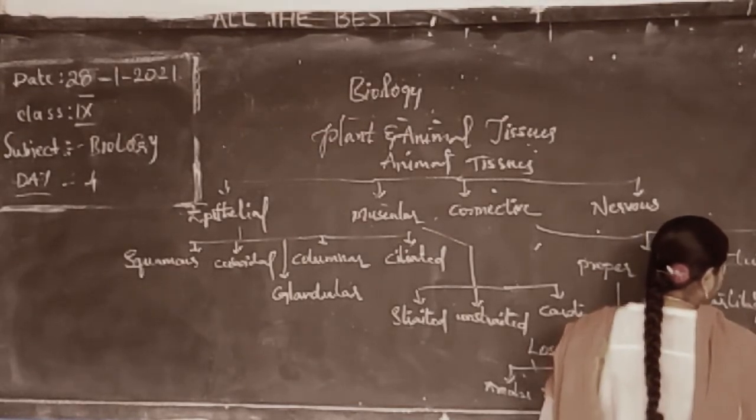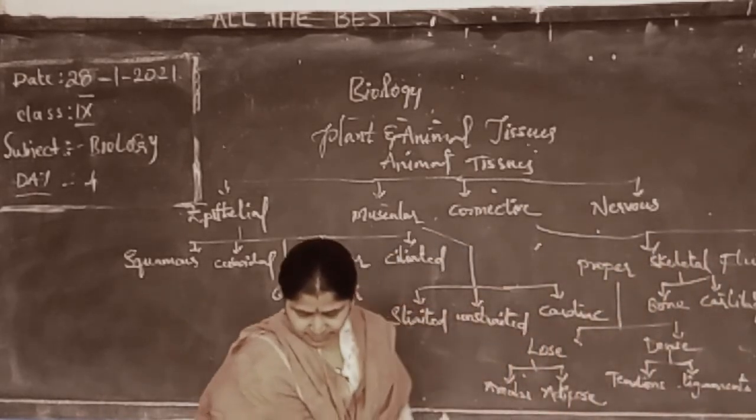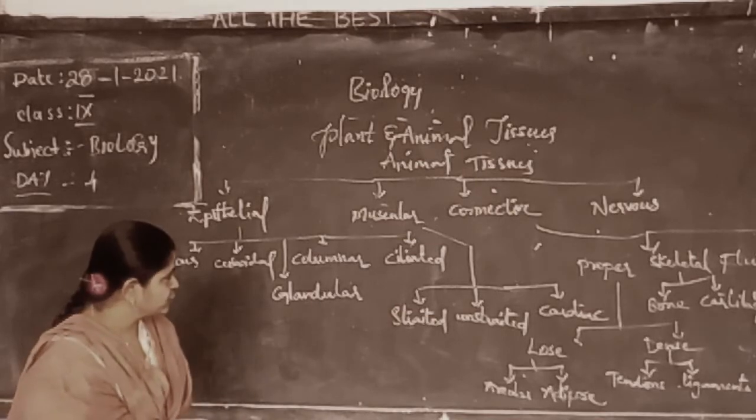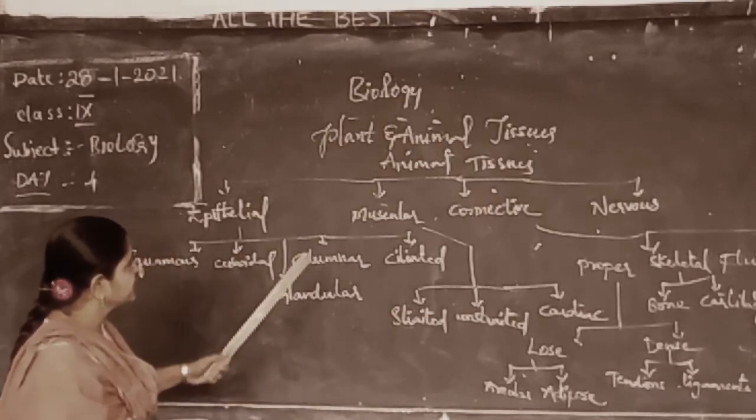Blood and lymph. Okay, this is the complete category of animal tissue. Let me give a brief description about this.